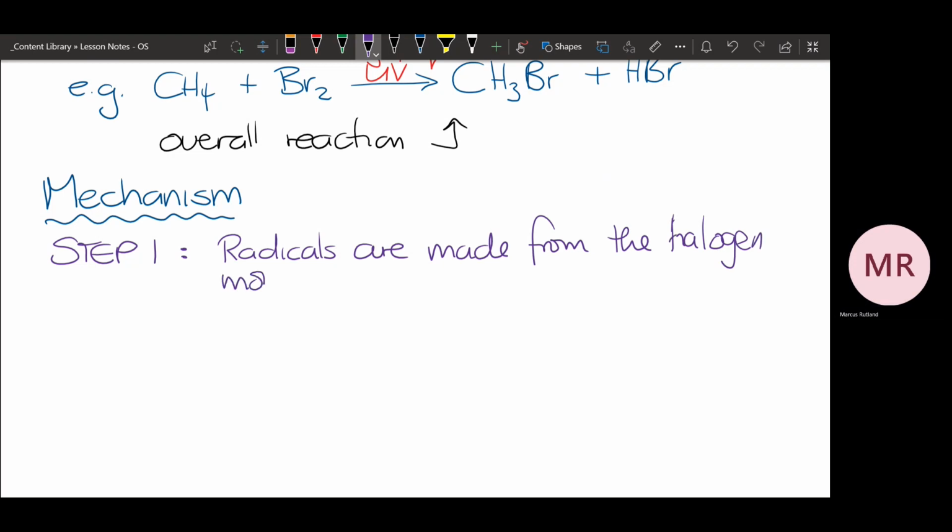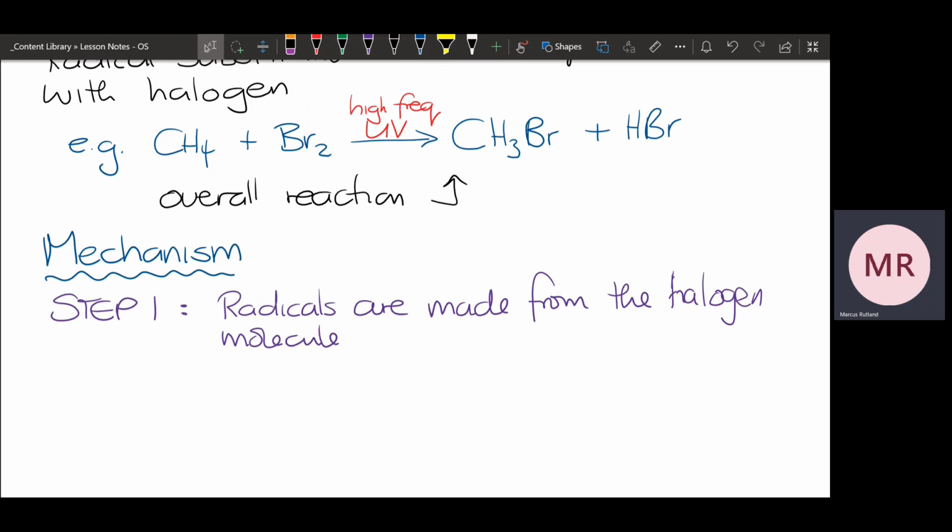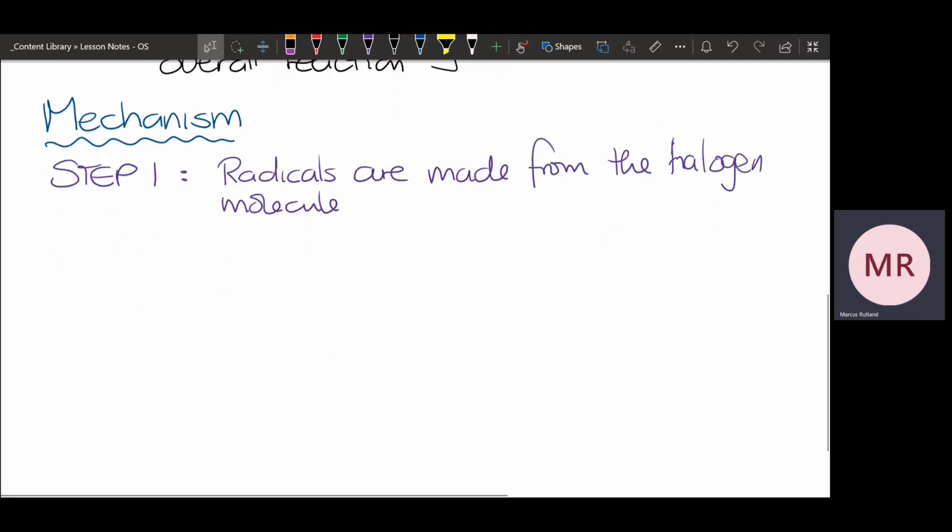Molecule. So the reaction can't happen until we have radicals. Methane and bromine, Br2, are just stable molecules. They're not radicals. So at that point, we don't have any radicals, so we're not going to get a reaction unless we make radicals. And so we get our halogen.